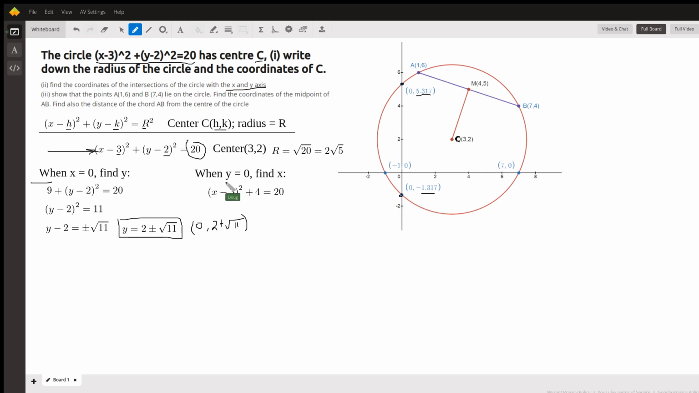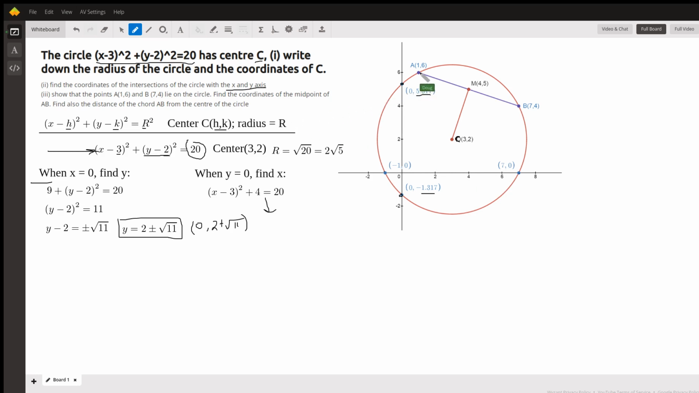So to find the x coordinates, or where the circle crosses the x-axis, we set y equal to 0. And when y is 0, this term becomes a 4. And I'll let you finish that up. Subtract 4 from both sides. Take the square root. There are the coordinates.